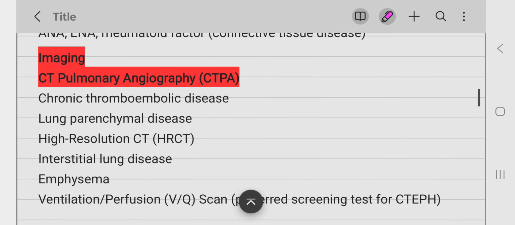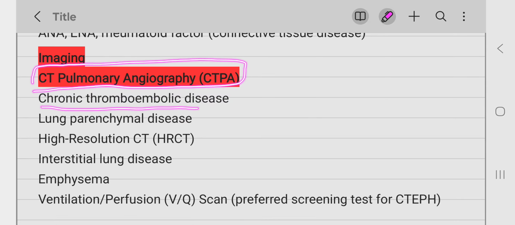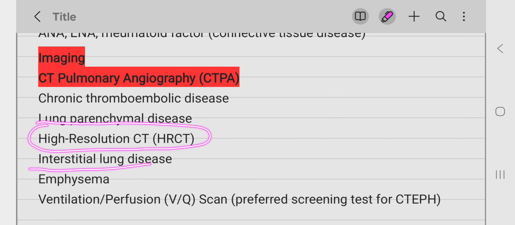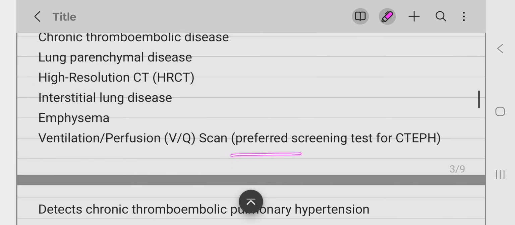Now, imaging. CT pulmonary angiography can be done that shows chronic thromboembolic disease. If the patient has chronic thromboembolism leading to pulmonary embolism, then it can tell us that because of these chronic thromboembolisms, the patient has developed pulmonary hypertension. Then HRCT can also tell us about the interstitial lung disease and also emphysema. Then V/Q scan is the preferred screening test for the diagnosis of chronic pulmonary thromboembolism.